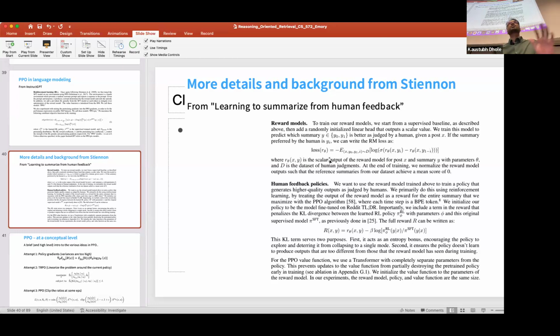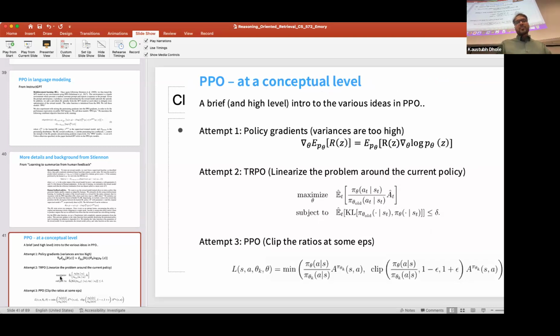So the reward model is still a supervised model, but how the reward model is used, it's used through PPO for training the policy model. That is the reinforcement learning part. So this is PPO at a very conceptual and high level.